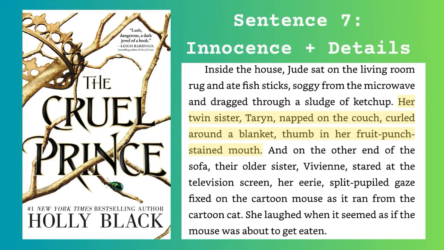Sentence 7. Her twin sister Taryn napped on the couch, curled around a blanket, thumb in her fruit punch stained mouth. The specificity of the stained mouth, the innocence of that, in contrast with creepy man. So we're using contrast here. Safety. That guy doesn't seem so safe. Watch out, kids.